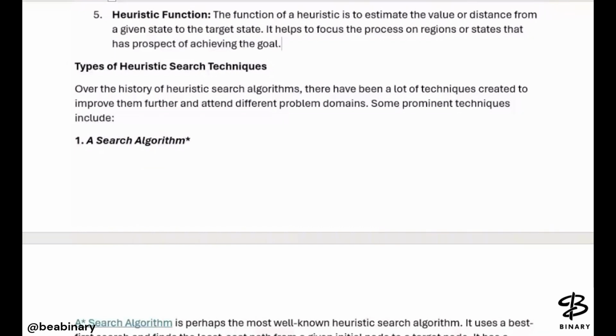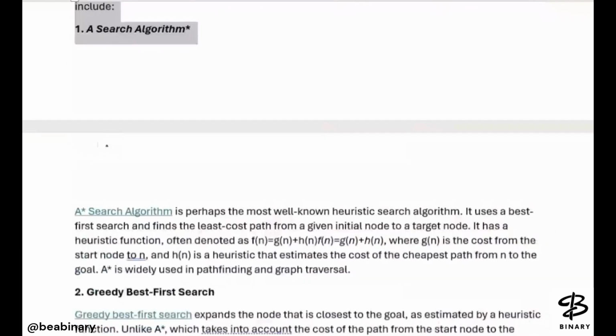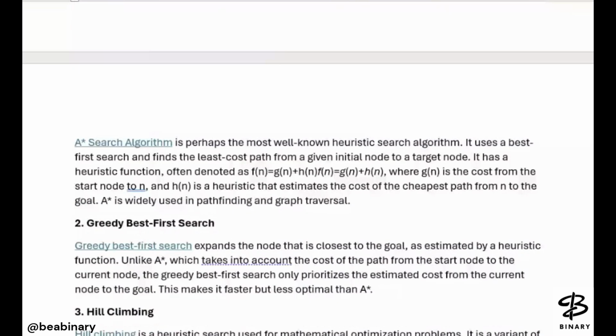Over the history of heuristic search algorithms, a lot of techniques have been created to improve them further and attain different problem domains. So first is your A asterisk algorithm, or we say simply the A star search algorithm. What is the A star search algorithm? What comes under it? Here is perhaps the most well-known heuristic search algorithm.